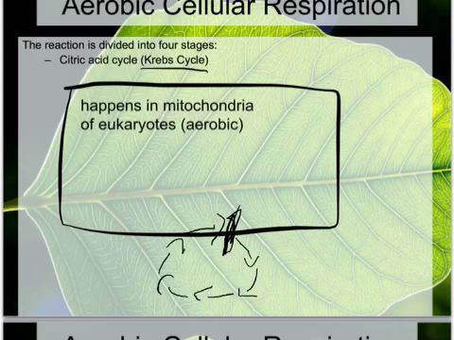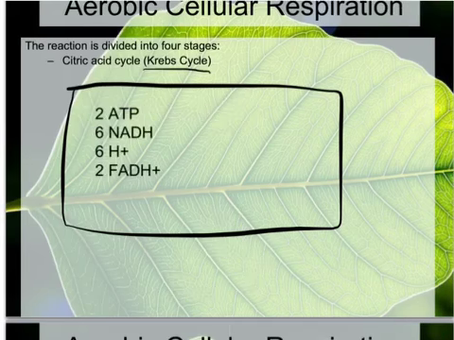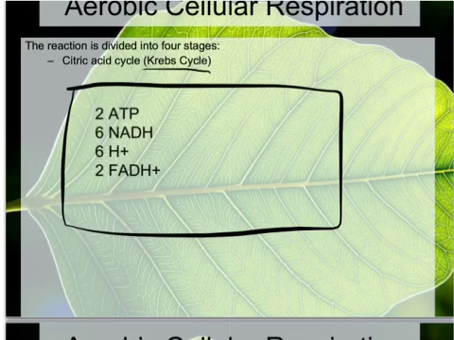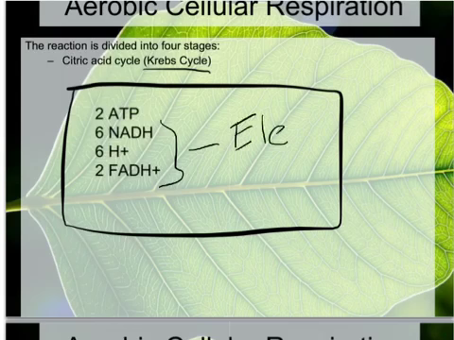What we get out of this, the net gain, the important stuff you need to know about, I'll put that on here now. So the net gain of the citric acid cycle is 2 ATP. We get 2 ATP, we get 6 NADH and 6 H plus and 2 FADH. Now, these things right here, you may not have heard of them, they're electron carriers.